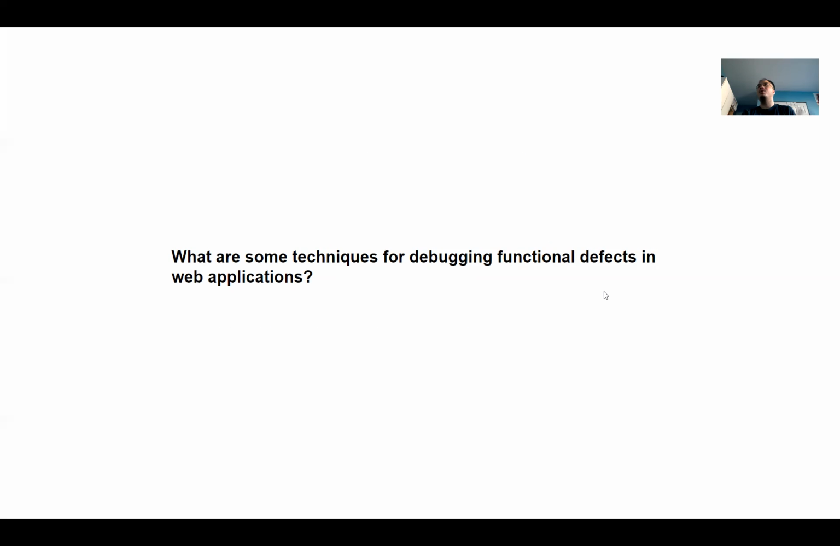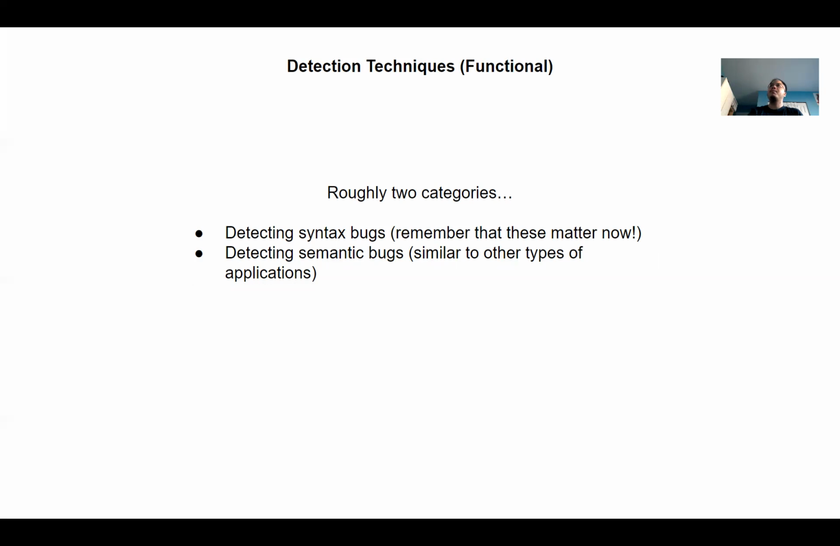Okay. So we're going to divide this section up into 3 different parts. We're going to talk about detection first, and then we're going to talk about localization, and then we're going to talk about repair, similar to those 3 phases that we have for debugging. Okay. So for detecting functional defects, there's roughly 2 different categories.